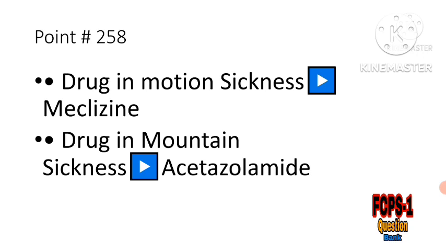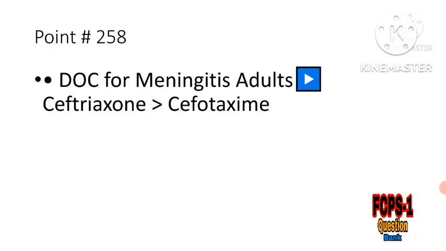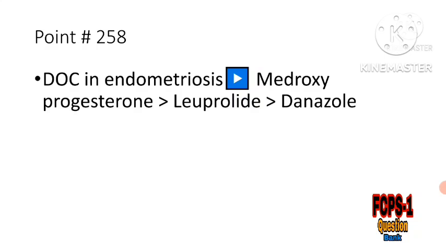Next, drug of choice for the meningitis in adult patient is ceftriaxone. So drug of choice in neonates for meningitis in neonates is the cefotaxime. In adults, ceftriaxone. If the stem says meningitis with rash, then answer will be the penicillin. Drug of choice in endometriosis is medroxyprogesterone. If it is not present in the option, then choose leuprolide, then danazol.